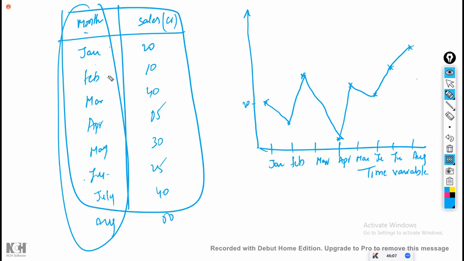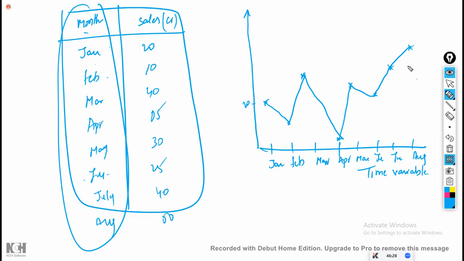First this happened, after this one has happened. Sequential order is important in this case, right? So if you attach all the data points in the sequential order, then this is called a time series plot.